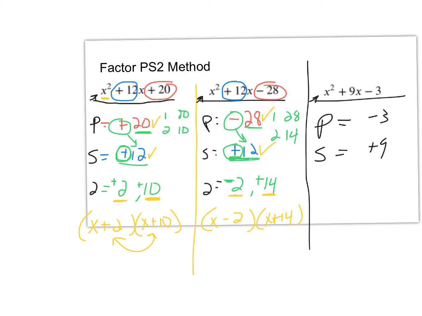But here's my problem. What two numbers multiply to 3 but subtract to 9? Nothing, right? We can't get our two numbers because they don't exist. So when the answer doesn't occur and I can't do anything, we would write that the problem is prime. Okay, let's move on.